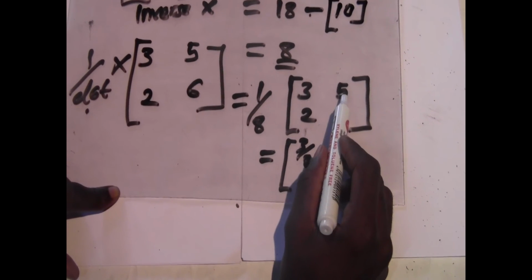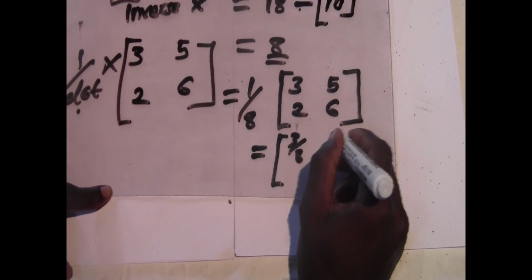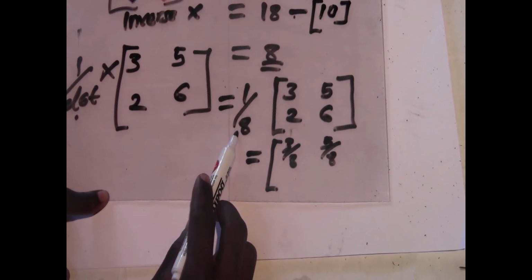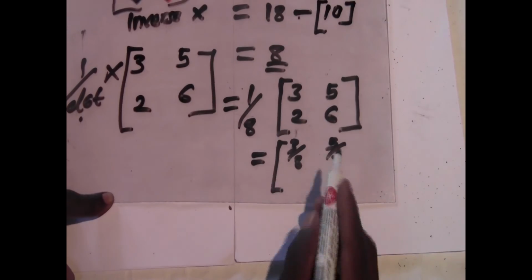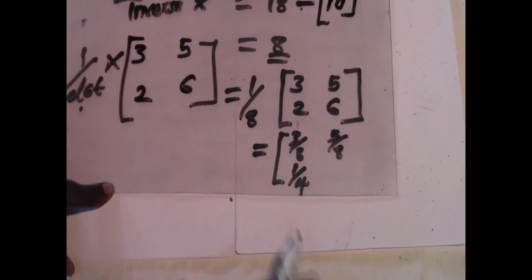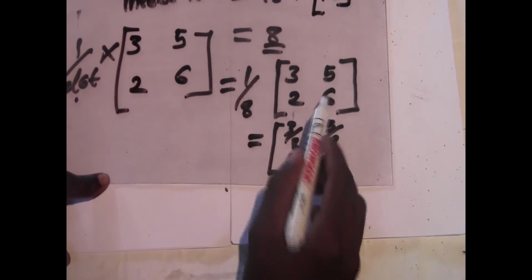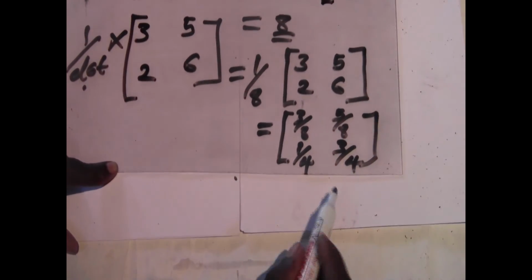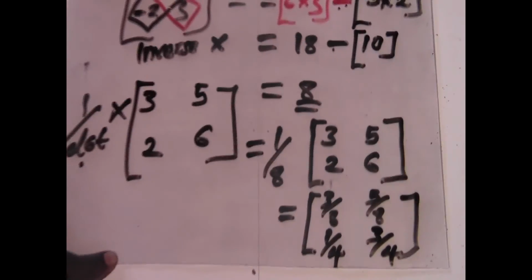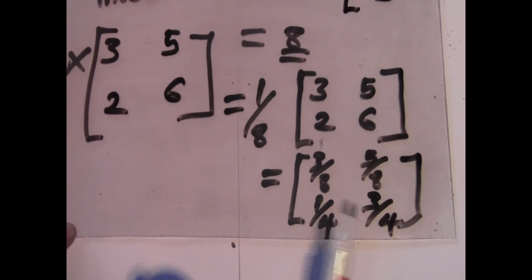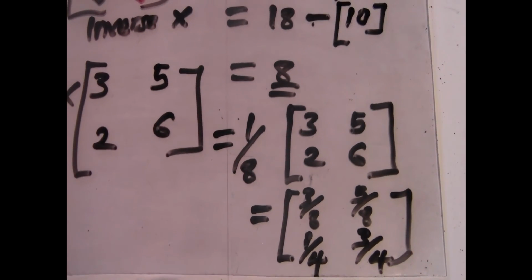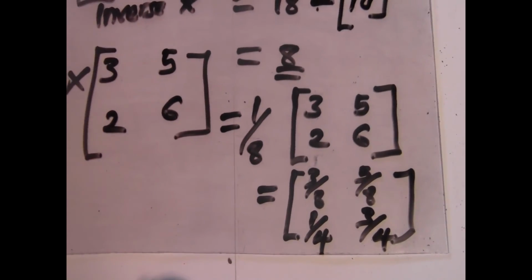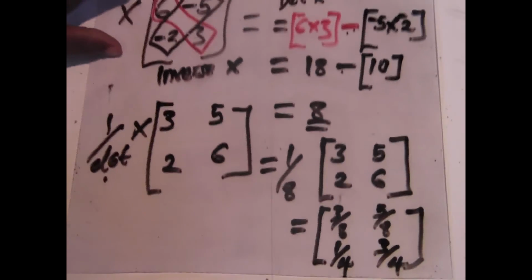And then 5 multiplied by 1 over 8 is going to be 5 over 8. And then 1 over 8 multiplied by 2, you're going to get 1 over 4. And then 1 over 8 multiplied by 6, we're going to get 3 over 4. So you can zoom this video there, so that you know this is our final answer. For our case, you can pause the video and then follow the procedure from the top.